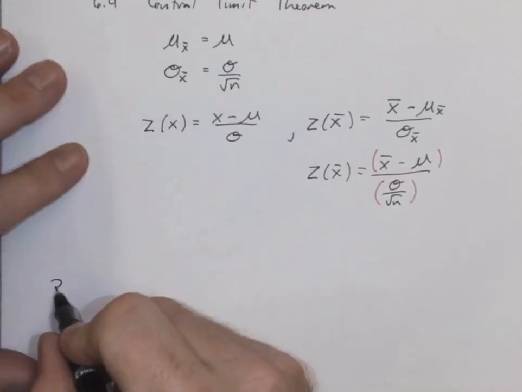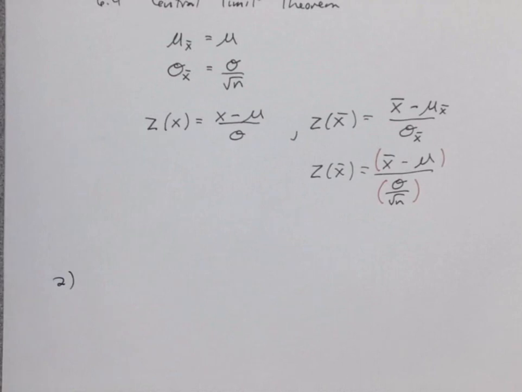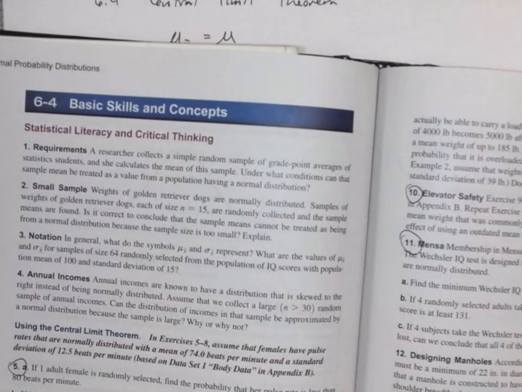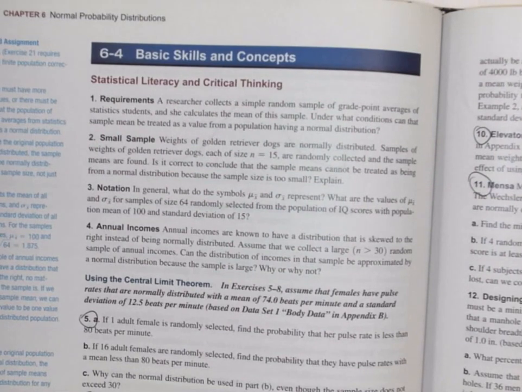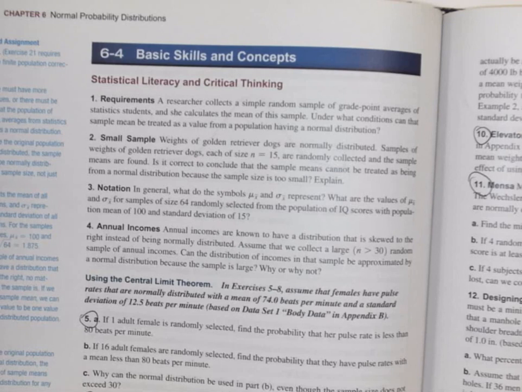So you asked questions on number 2. Number 2 says, weights of golden retriever dogs are normally distributed. Samples of weights of golden retriever dogs, each of size n equals 15, are randomly collected, and the sample means are found. Is it correct to conclude that the sample means cannot be treated as being from a normal distribution because the sample size is too small? Explain.